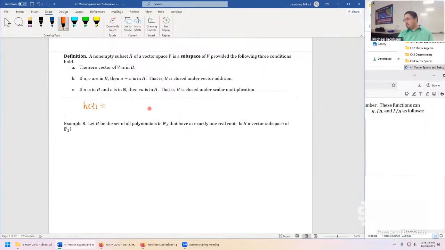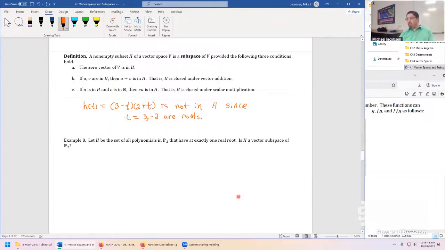H of t equals 3 minus t, 2 plus t is not in H, since t equals 3, negative 2 are roots. Real number roots, but we didn't have to say it if we're looking at the real numbers. H is going to be the set where there's exactly one real root. So this degree 2 polynomial would not qualify.